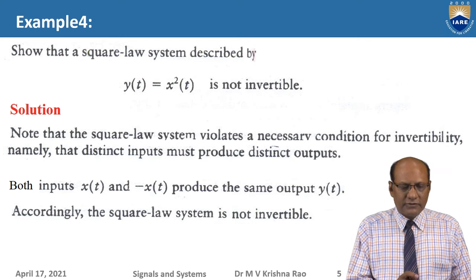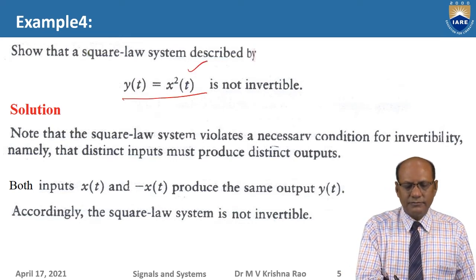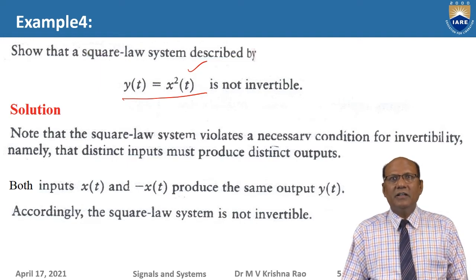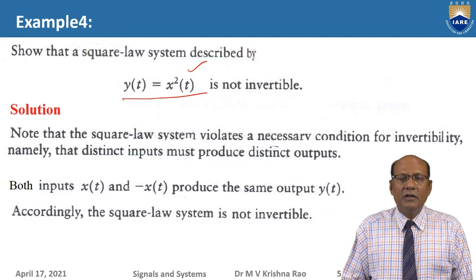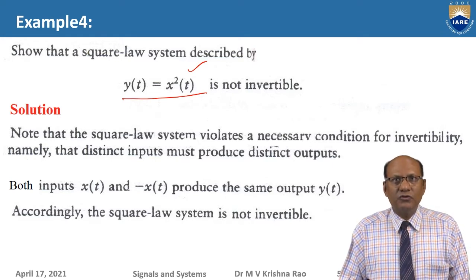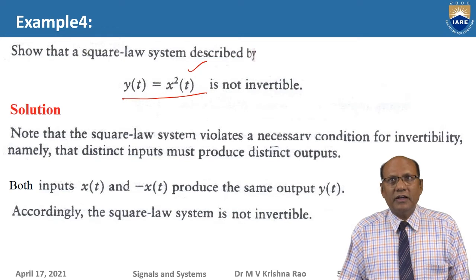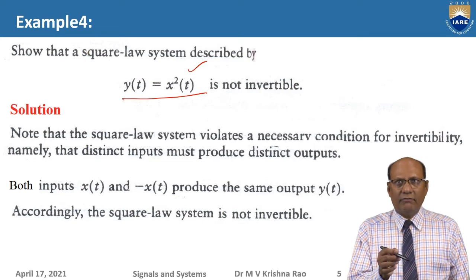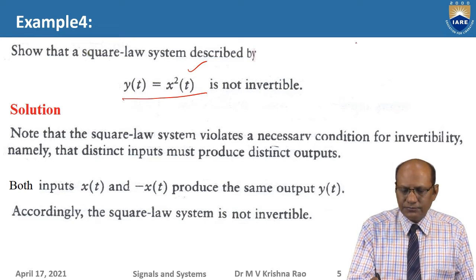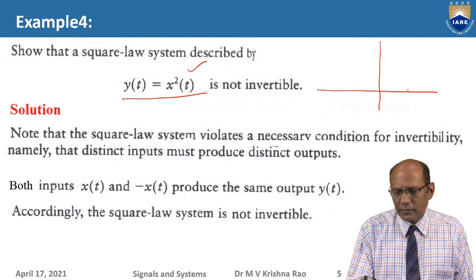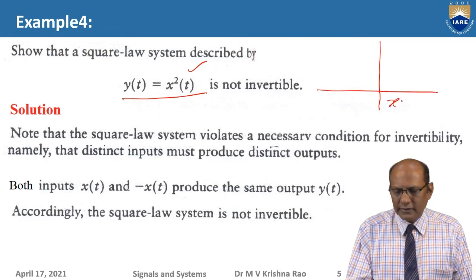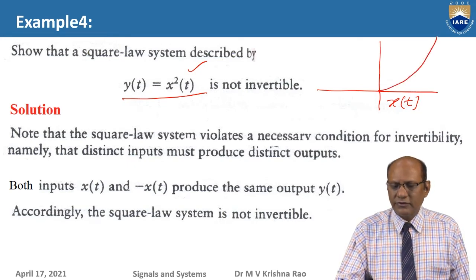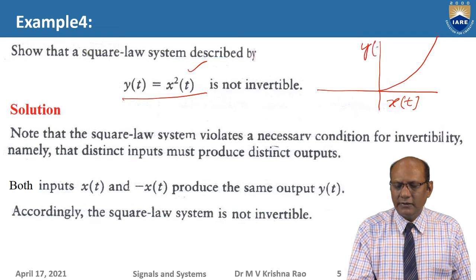Now, take one system. It is a squaring system, a non-linear system basically. It won't support the principle of superposition. In general, it is not a straight line. It is a quadratic curve. So how does it look? If x of t is the input, after squaring this, I will get y of t like this.